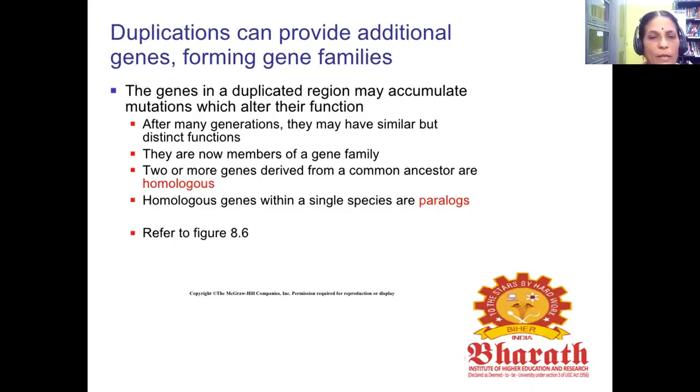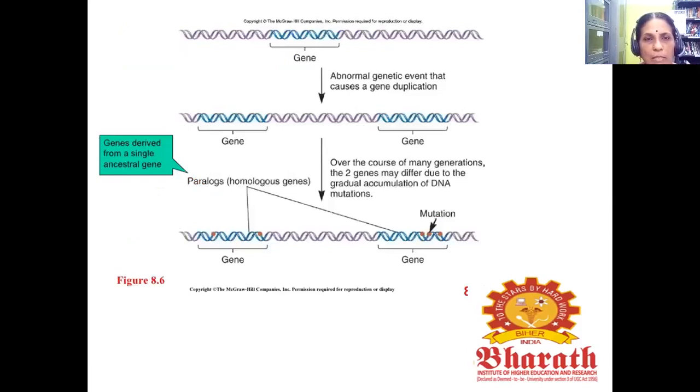You see figure 8.6. So this is the abnormal genetic event that causes a gene duplication. The genes derived from a single ancestral gene, we call paralogs, the homologous genes. Over the course of many generations, the two genes may differ due to the gradual accumulation of DNA mutations. So, see the picture.